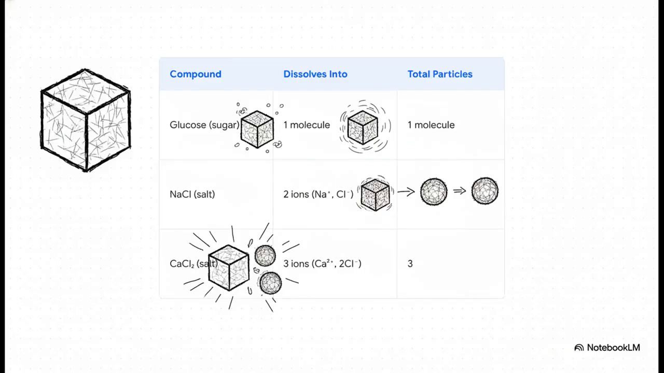This is how some compounds kind of cheat at the numbers game. See, when you dissolve something like glucose, that's sugar, one molecule just stays as one particle floating around. But when you dissolve sodium chloride, which is just regular table salt, each little unit splits into two particles, a sodium ion and a chloride ion. And then you have something like calcium chloride. That one splits into three. It instantly triples its power.